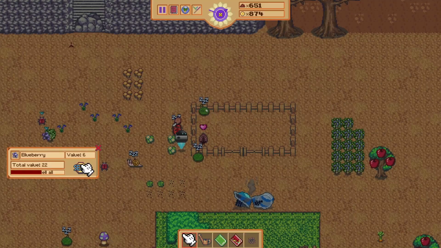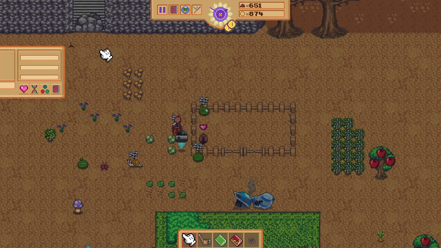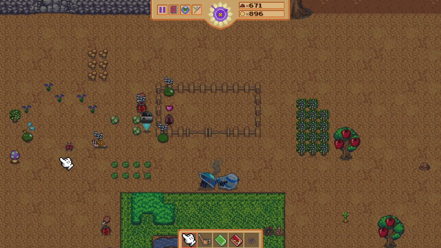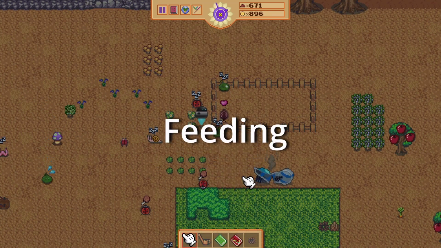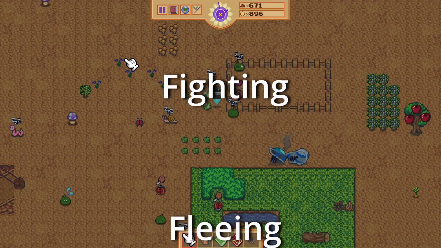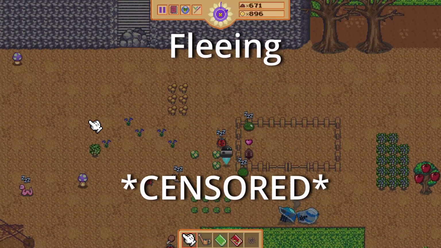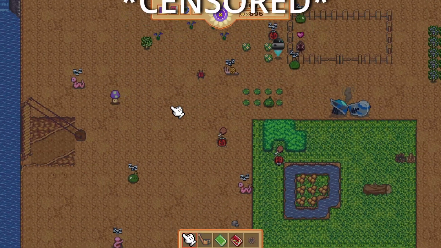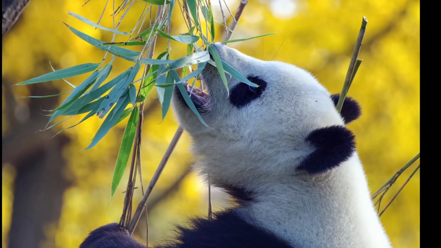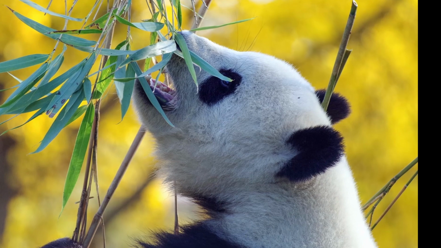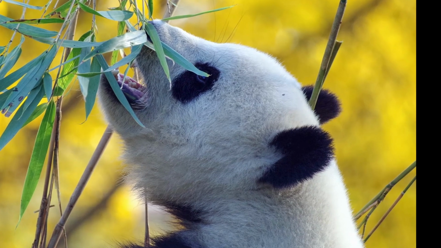Throughout the animal kingdom, animals engage in 4 common and distinct behaviors, also known as the 4 F's. These F's stand for feeding, fighting, fleeing, and mating. Or, in more family-friendly terms, romance dancing. Feeding allows an animal to meet its metabolic demands required to survive and thrive.